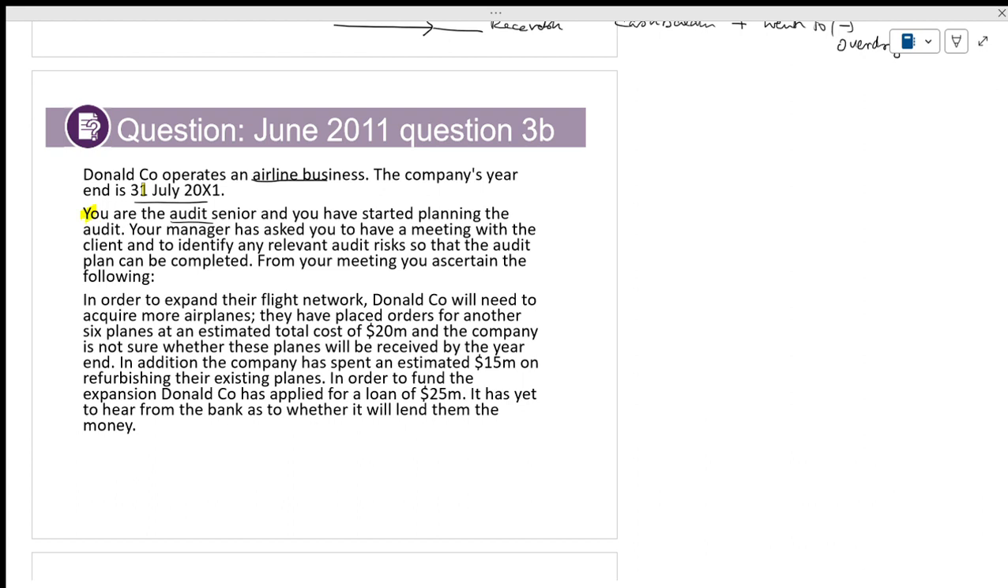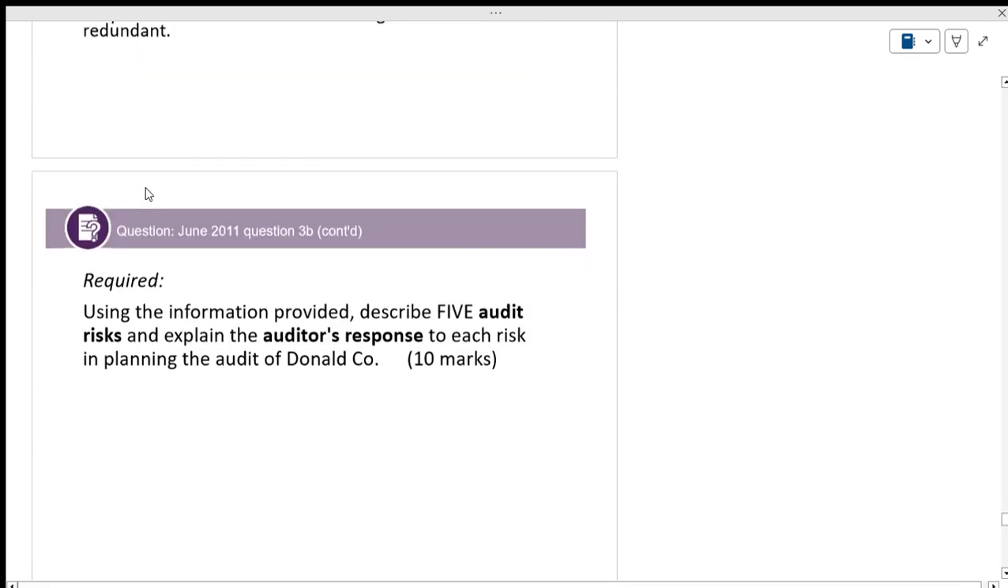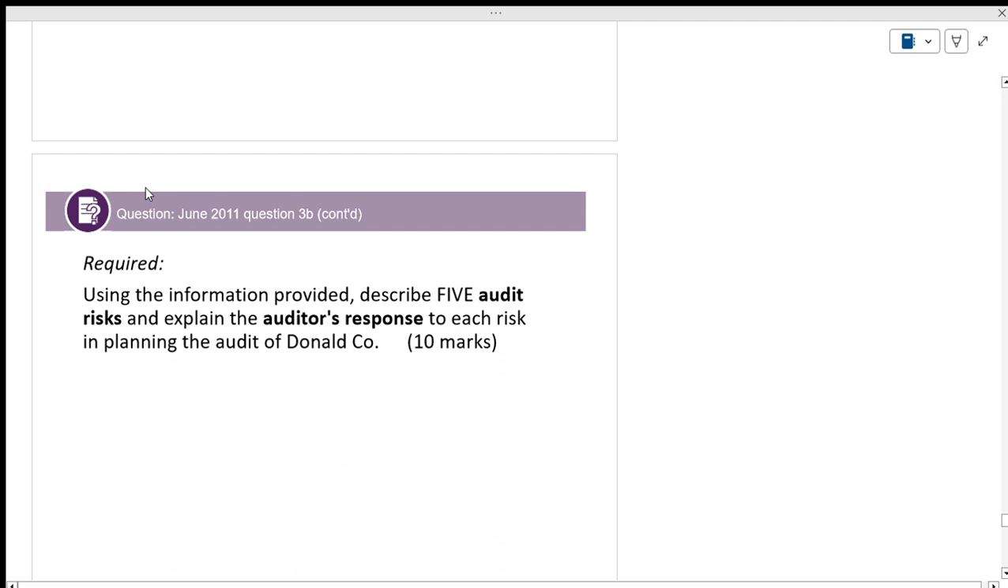You have started planning the audit. Your manager asked you to have a meeting with the client to identify any audit risk so that the audit can be completed. From your meeting, you ascertain the following. This is the introductory paragraph. First, you have to know what the requirements are. They are saying describe 5 audit risks and explain the audit response to each risk. 5 audit risks, 5 audit responses.